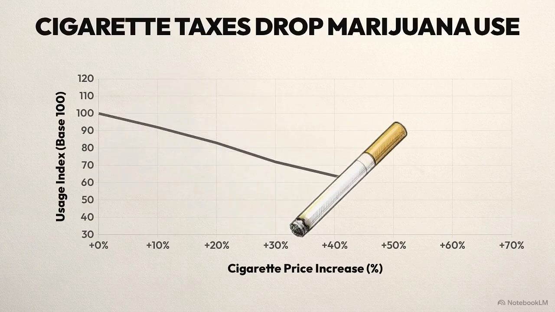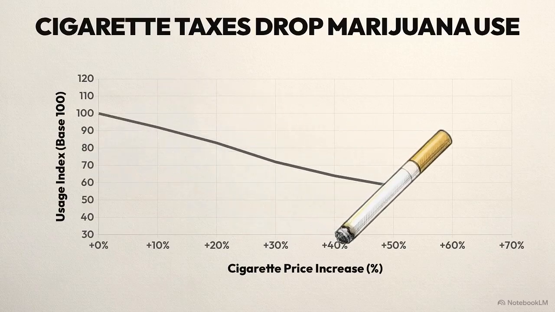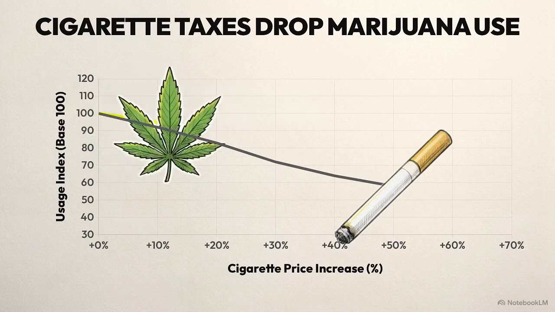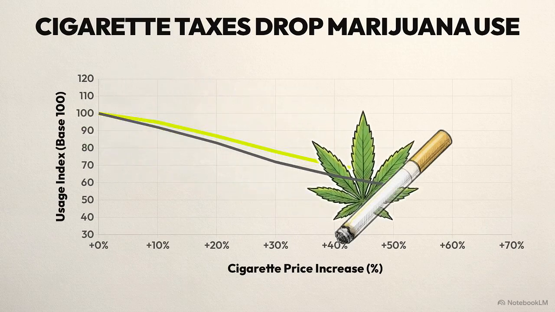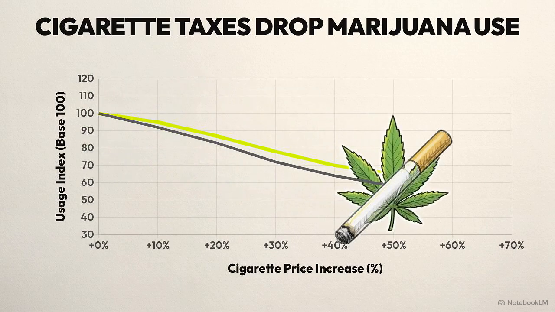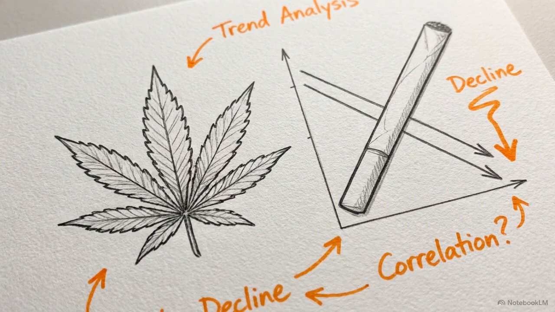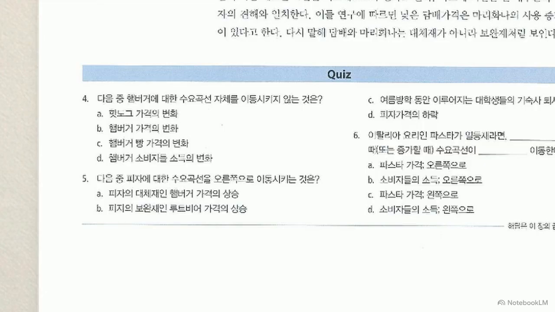If cigarette prices rise and smoking drops, do people just switch to marijuana as an alternative? Are they substitute goods? The data shows that as cigarette prices rise and smoking rates fall, marijuana use decreases as well. This suggests the two products act as complements, where one facilitates the use of the other. This finding challenges the substitute assumption, demonstrating why empirical evidence is necessary to define how two products actually interact in the market. Let's apply this directly.